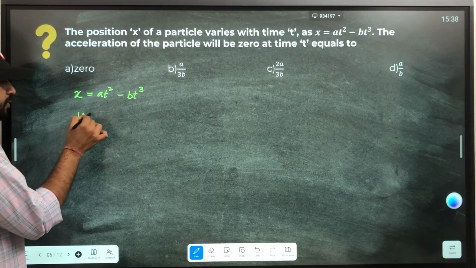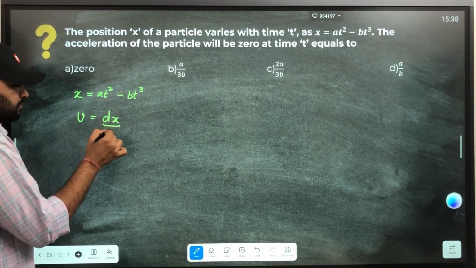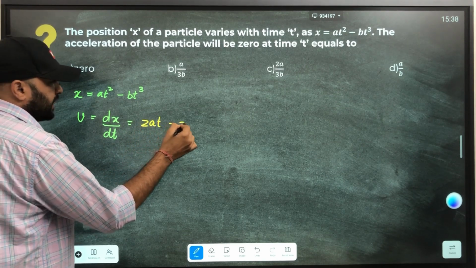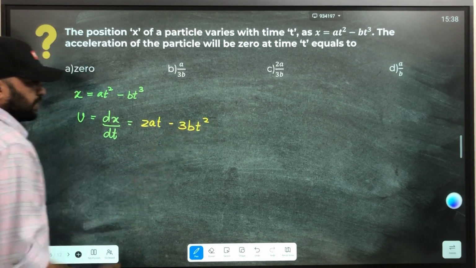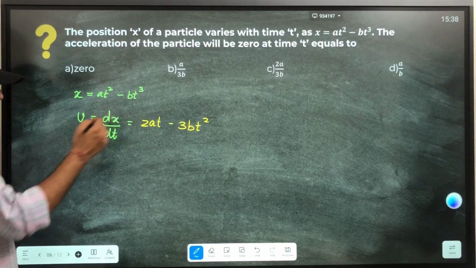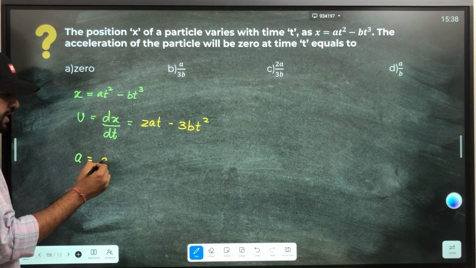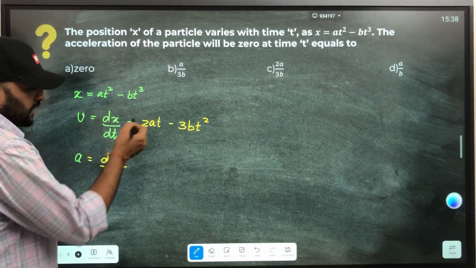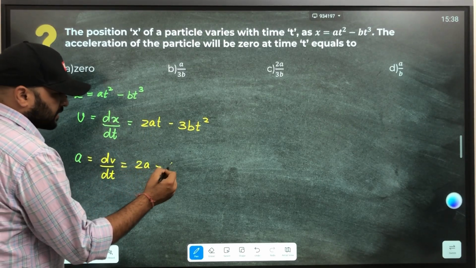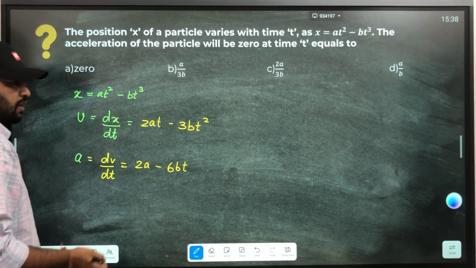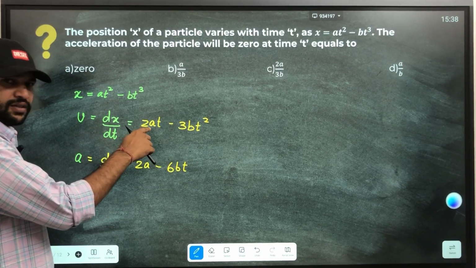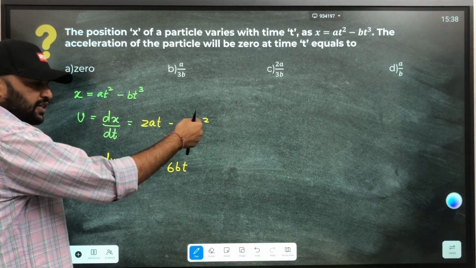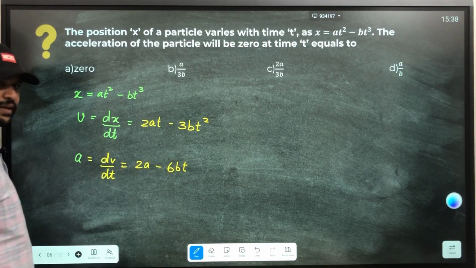So v will be equal to dx by dt. How much is it? 2at minus 3bt square, right? This is our velocity function. Now, if this is our velocity function, acceleration will be dv by dt. Let's differentiate this once again. You will get 2a minus 6bt, correct? Sir, how did you get that? See, 2a is a constant, so you can take it out of the derivative. Differentiation of t is 1 and t square is 2t, so 2 threes are 6bt. I hope this is clear.